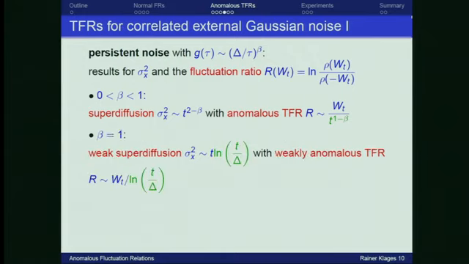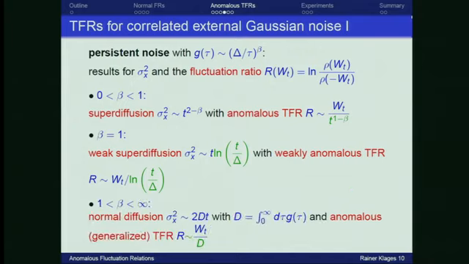For beta equal to 1, in fact, we have a logarithmic correction here for weak super diffusion, and that shows up in the fluctuation ratio. And for larger beta, we have, in fact, normal diffusion. But still, we have a slight correction here in the fluctuation ratio. So we have a prefactor which is not equal to 1. So it's the diffusion coefficient here. So many different forms depending on the details of the dynamics.